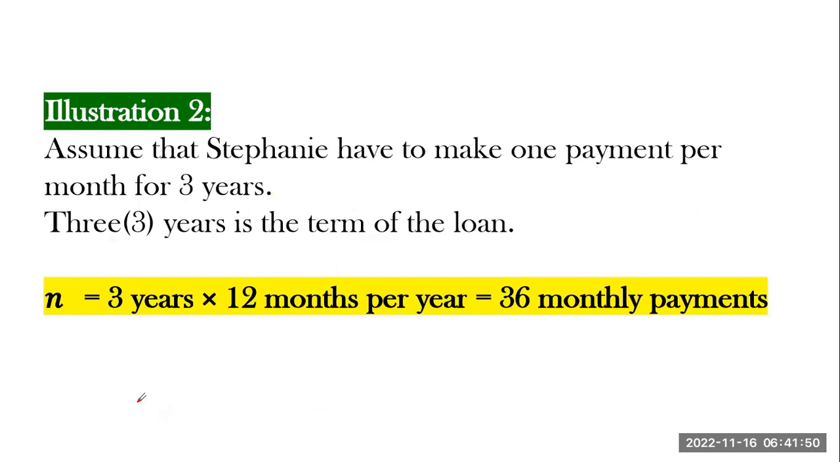Illustration number 2. Let's assume that Stephanie have to make one payment per month for 3 years. Okay, so Stephanie wished to have one payment per month. So, for 3 years. So, 3 years and then every month magbabayad siya. So, we know that in 1 year, we have 12 months. So, ilang months meron tayo sa 3 taon? Okay, so just multiply. Or you can just add 12 plus 12 plus 12. Okay, so 3 years, this will be our N or the term of the loan is equal to 3 years times, kasi monthly yung pagbayad niya, so 12 months per year. And 3 times 12, that is equal to 36. Ibig sabihin, there will be 36 monthly payments.